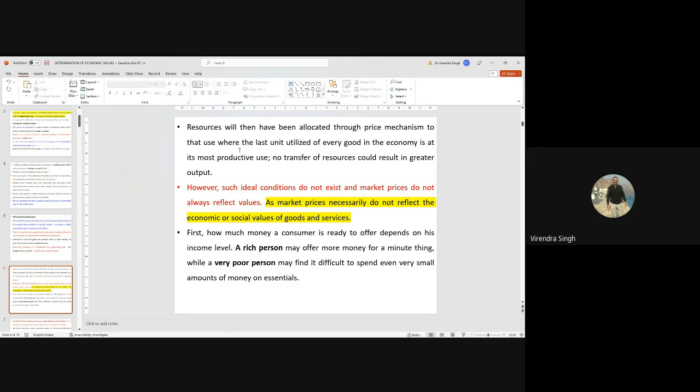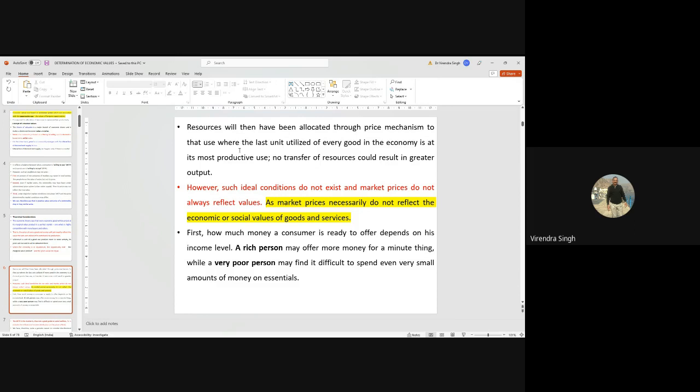Resources will then have been allocated through the price mechanism to use where the last unit utilized of every good in the economy is at its most productive use. No transfer of resources could result in a greater output. Reallocation of resources is done only to achieve greater production out of the same amount of resources. When it is not possible, then resources cannot be reallocated.